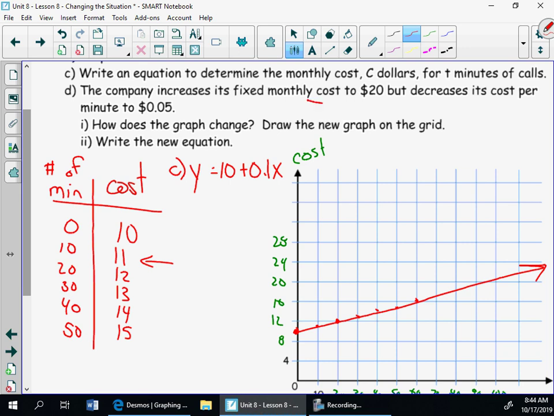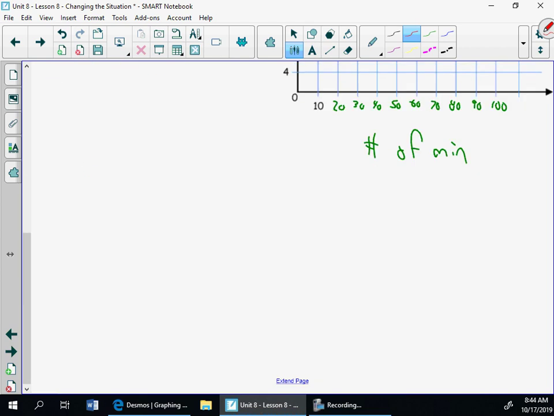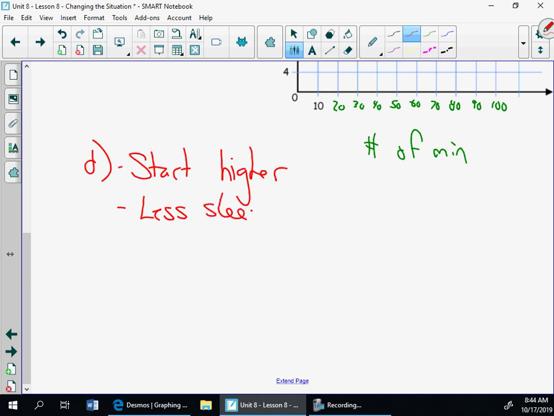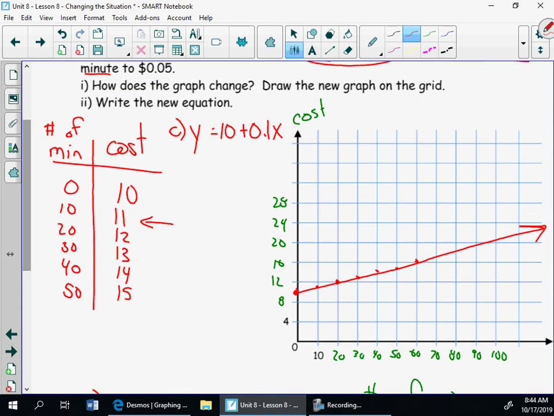Okay, here's where our thinking is coming in. We're increasing the fixed cost, but we're decreasing our cost per minute. So that's about initial value and rate of change, right? So if I increase my fixed costs, that means I'm going to start higher. If I decrease my rate, I'm going to get less steep. Okay. That's what we were talking about when we did the equations earlier. Okay. Draw the new graph on the grid. Okay, we can do that.